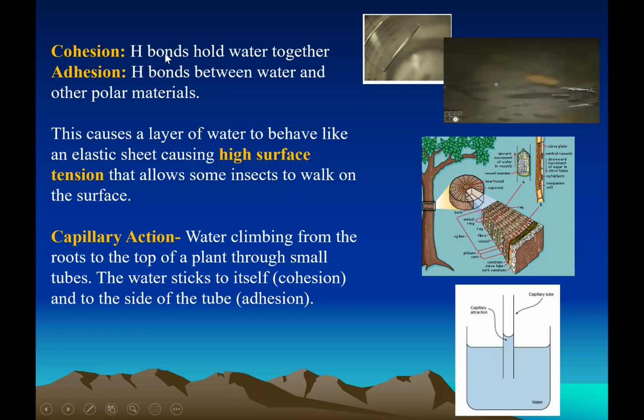And because of the attraction between the water molecules, we see the phenomena of cohesion and adhesion. And this is how water will travel up a tree against gravity. So as water evaporates from the leaf, it forms like a chain gang down the tubes of the tree. It's called xylem and phloem.